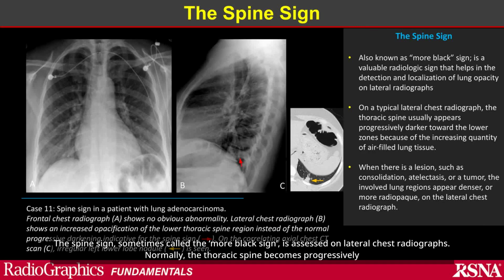The spine sign, sometimes called the Moore Black sign, is assessed on lateral chest radiographs. Normally, the thoracic spine becomes progressively darker from top to bottom because of the increasing volume of aerated lung. If, instead, the lower thoracic spine appears more opaque, it suggests pathology in that region, such as consolidation, atelectasis, or tumor. For example, a patient may have a normal-appearing frontal radiograph, but the lateral film reveals abnormal density over the lower spine. CT may confirm a left lower lobe mass. This illustrates how the spine sign helps uncover subtle posterior lung disease that might otherwise be missed.